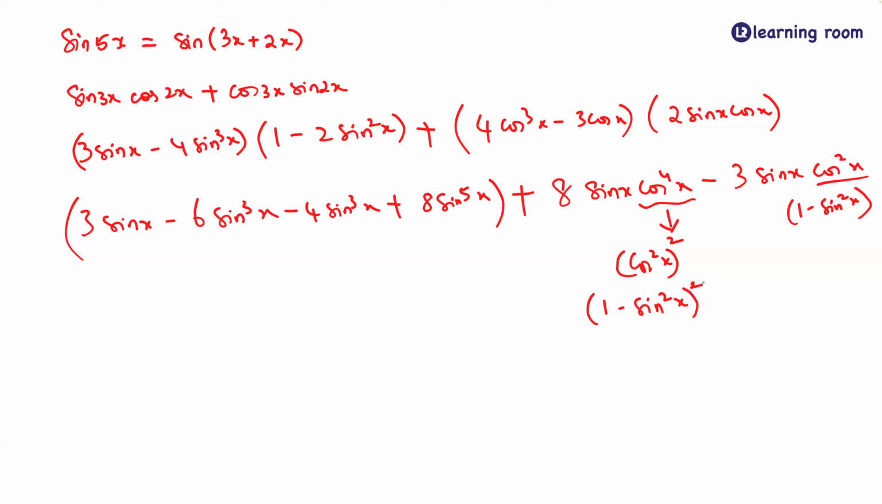This part, solve and tell me what you are getting. Do it fast. 8 times sin x into 1 minus sin square x the whole square, minus 3 times sin x into 1 minus sin square x. So minus 3 sin x plus 3 sin cube x. Do it fast.